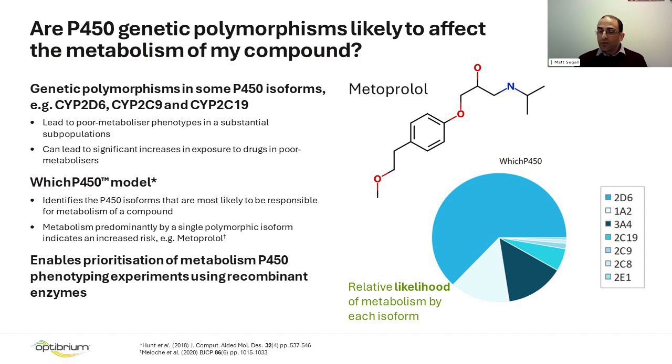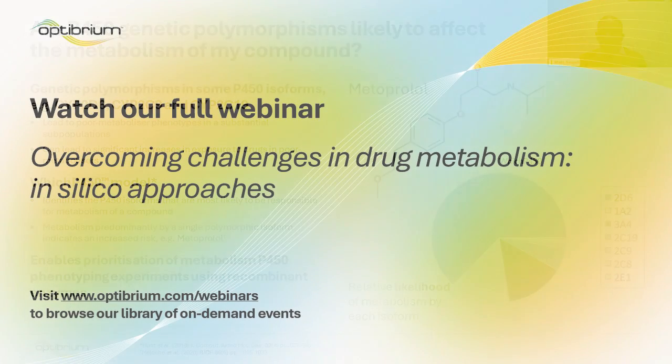And in examples like the one you can see on the right-hand side, which is metoprolol, if you see a prediction that the metabolism is predominantly by a single polymorphic isoform, this would indicate an increased risk of exhibiting differences in exposure due to the polymorphisms, in this case CYP2D6. Now, what one would want to do in response to a prediction like this, of course, is to experimentally verify this. So we might use something like a P450 phenotyping experiment using recombinant enzymes to really dissect which of those isoforms are likely to be responsible for clearance of that compound.